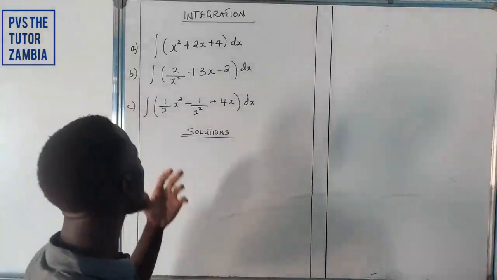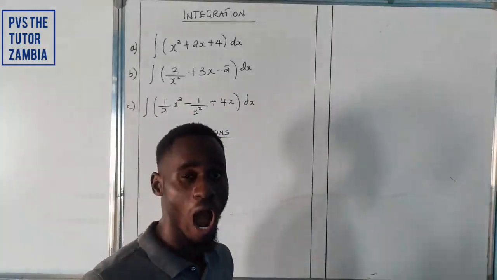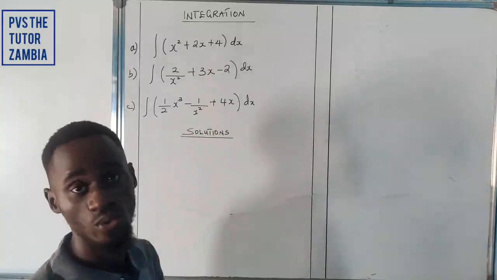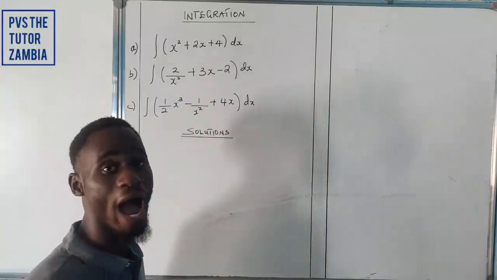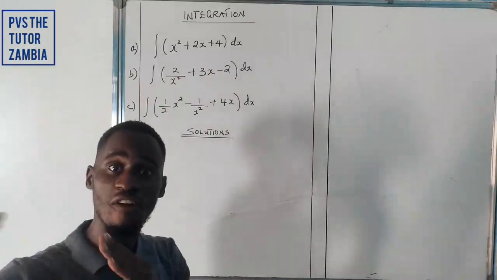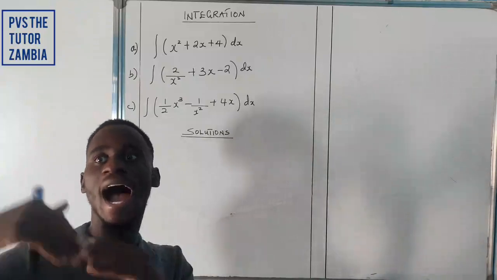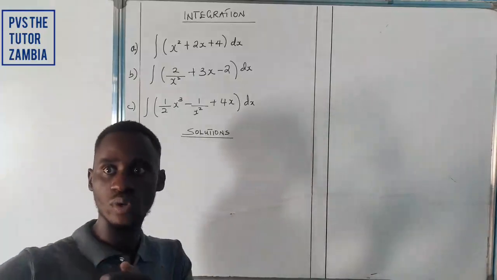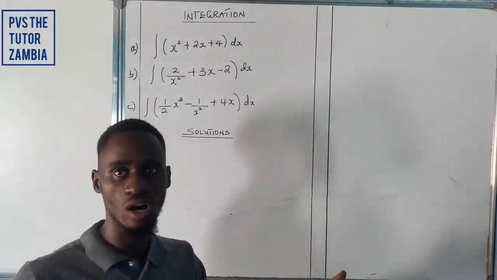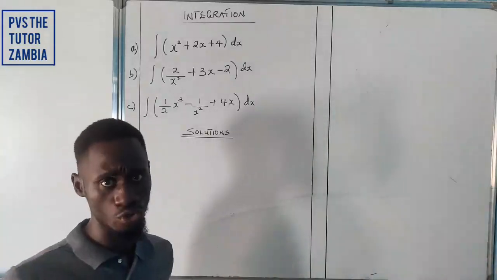So we have three questions here which we need to integrate. Now, how do you integrate? To integrate, this is calculus by the way, is just to anti-differentiate. That means if you are differentiating something, you are going to do the opposite. If you are decreasing the power, you are going to increase the power. If you are multiplying the whole base, you are going to divide the whole function. So this is what we are going to do.